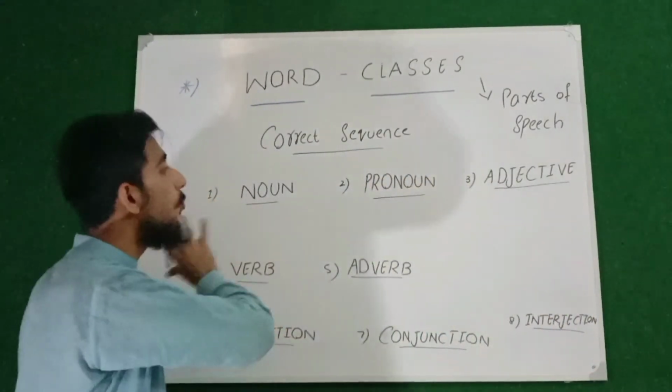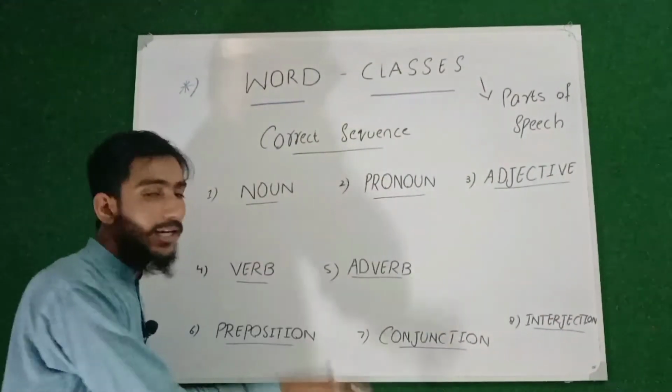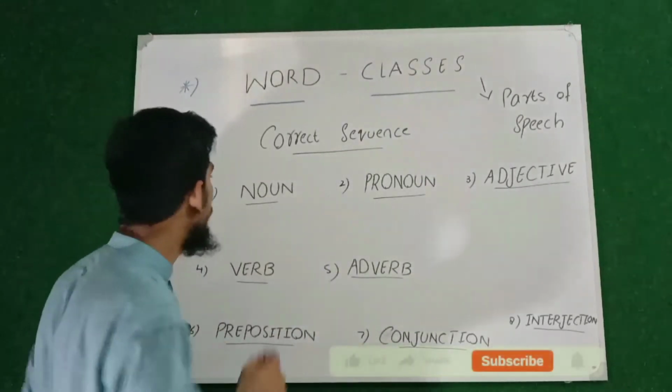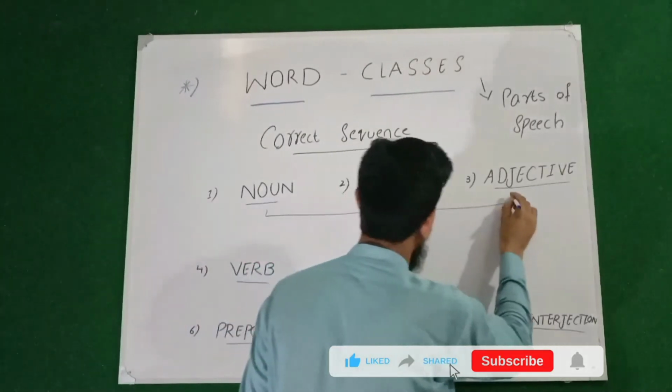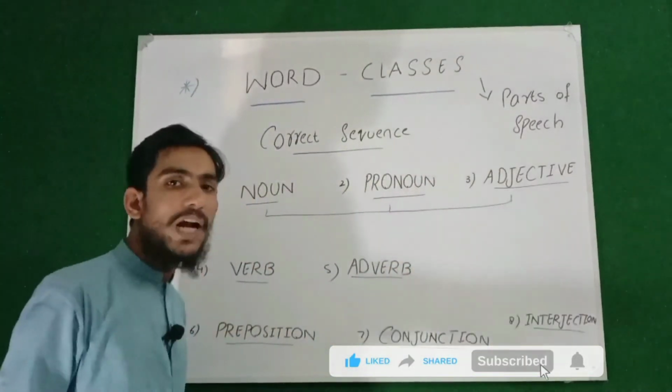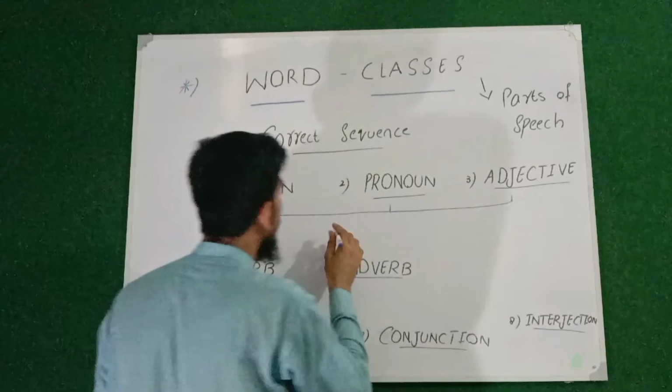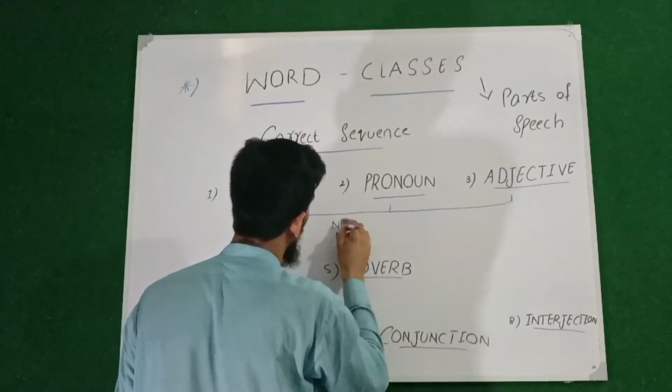Now why? What is the reason that this is the correct sequence of the word classes? Remember that noun, pronoun, and adjective: the native writers have written in their books that this is basically the noun group.